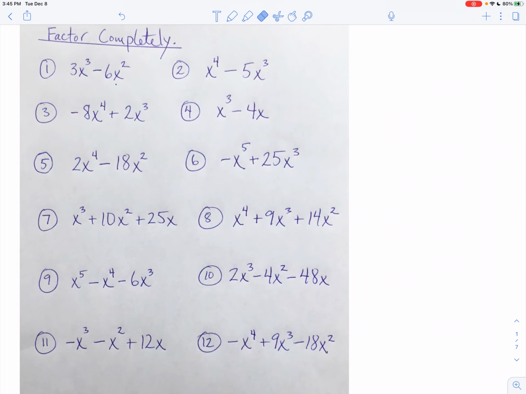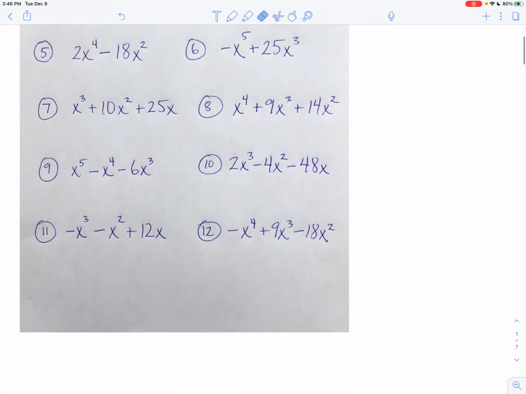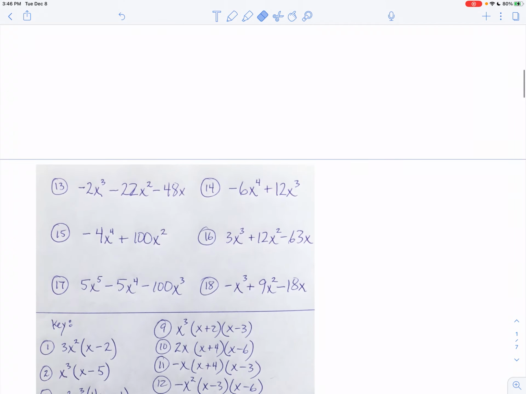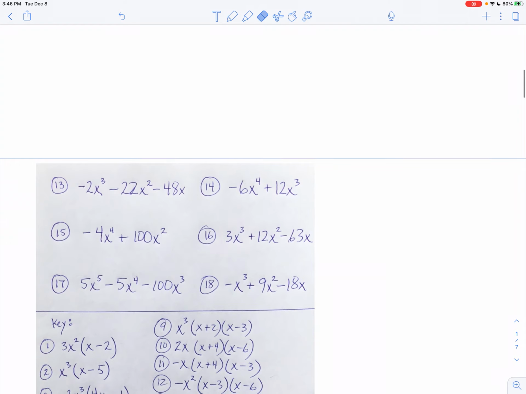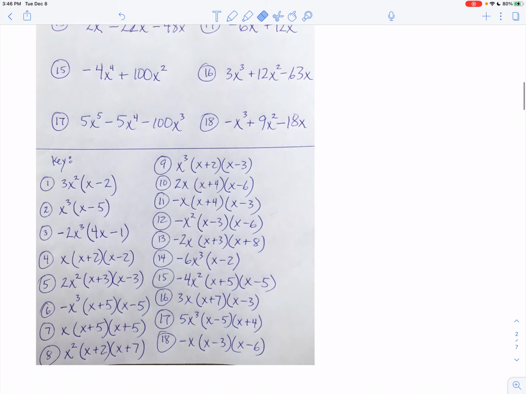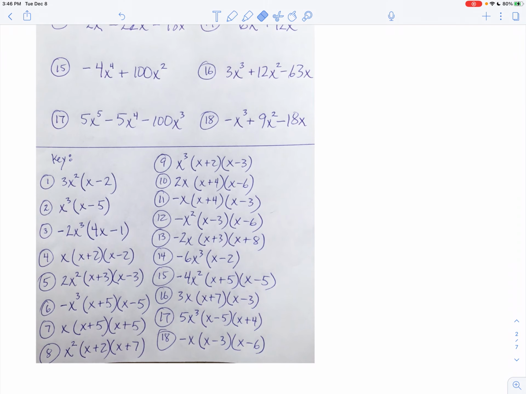So here we go. This assignment, there's 12 problems I could fit on one page. Then there's 6 more on this next page. So 18 questions total. And here's the answer key. So check your work. Make sure you're getting it right.